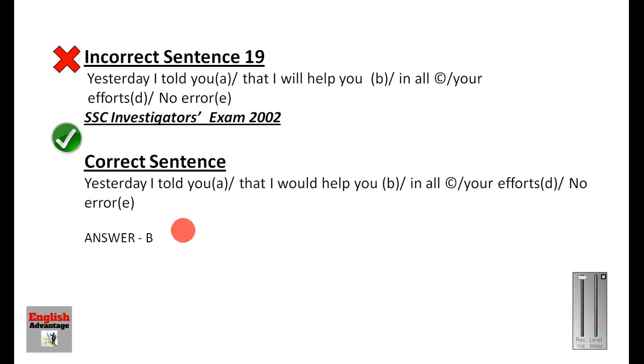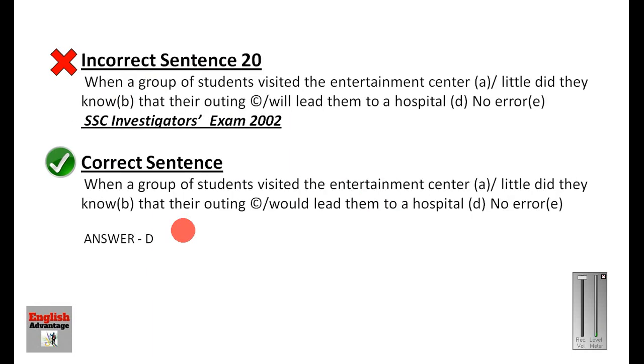Okay. So now let us see the next question. Incorrect sentence number 20. When a group of students visited the entertainment center, little did they know that their outing... Again, this sentence is the same kind. When a group of students visited, this is in the past tense. So each and every verb has to be in the past tense. Now here this "will" is not in the past tense. You have to change it to the equivalent past tense of will, that is would. So this will be changed into would, this way. So the answer would be D.